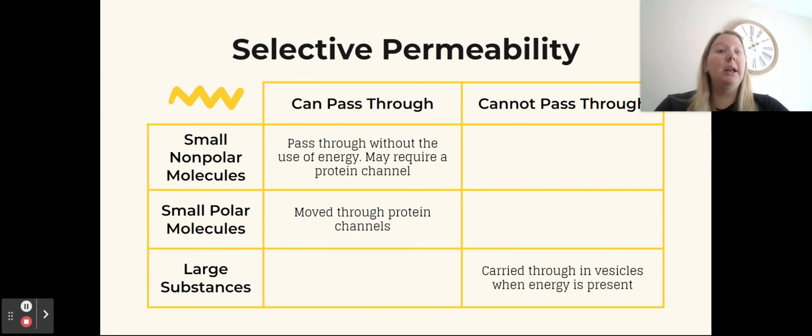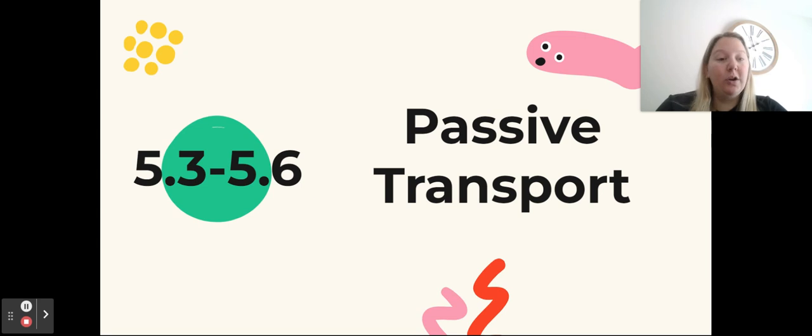Molecules that are small and polar move through protein channels. And sometimes this does require energy from the cell. Other times it won't. And then large substances are carried through in vesicles whenever energy is present. Large molecules cannot be moved in or out of the cell without energy. We are going to stop here and pick up with our passive transport in our next video.